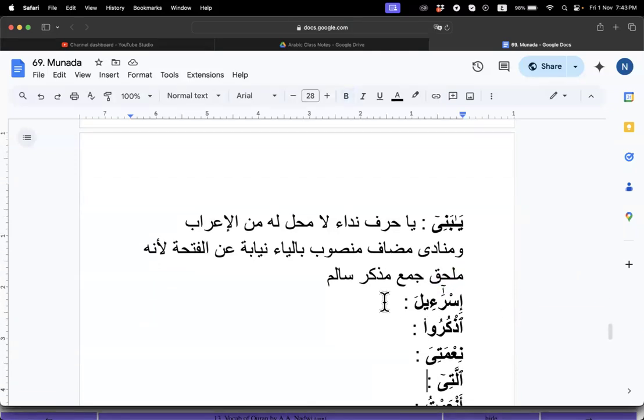Next, we are not using those nakira maqsuda and nakira ghayr maqsuda that we did last time. We are not using them for this, right? Because it's munada mudaf. We need more practice on that, but the concept is, those are very rare in the Quran anyway. There's a lot of the normal one, calling someone by their name, and munada mudaf.